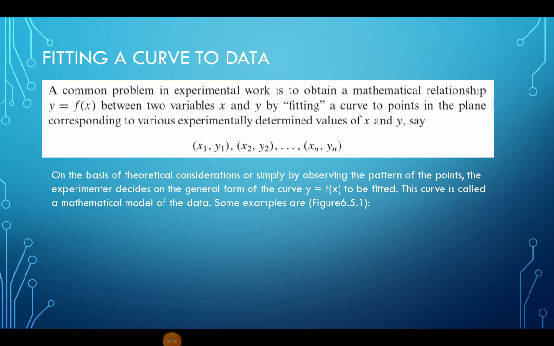There is a common problem in experimental work to obtain a relationship of mathematical y equals f(x) between two variables x and y by fitting a curve to the points in the plane that correspond to various experimentally determined values of x and y. Let's say we have x1, y1, x2, y2 until xn, yn. To observe the pattern of the points, there is a general form of the curve y equals f(x) to be fitted. This curve is called a mathematical model of the data.